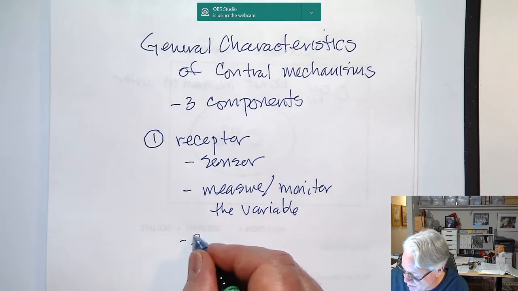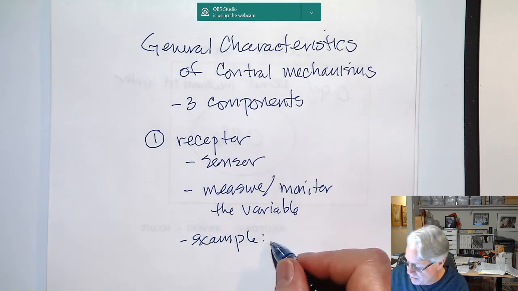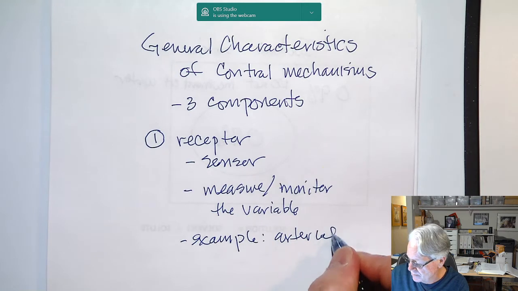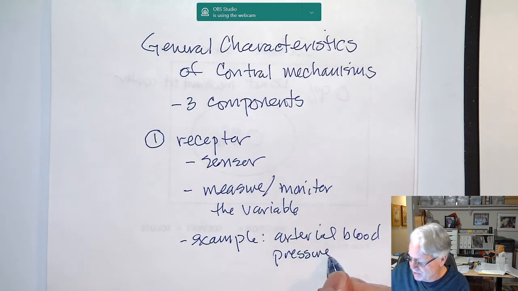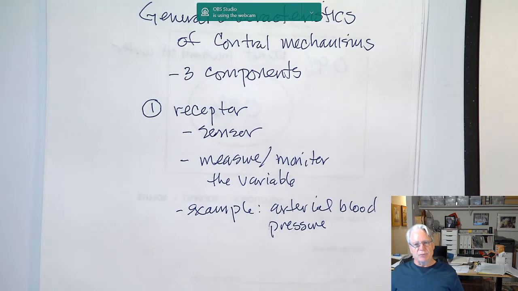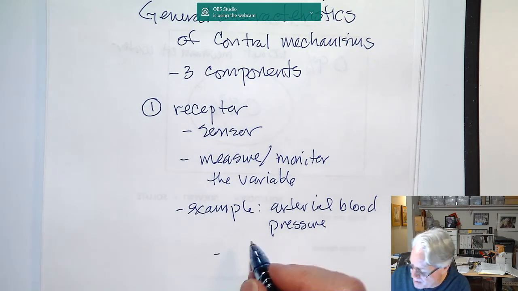So I'm going to use an example, one that we haven't yet used, and that's going to be an example of arterial blood pressure. Now that wasn't on that list that we looked at earlier, so I'm bringing in another example. Arterial blood pressure. This is the pressure of blood inside arteries. Not on the venous side, but inside arteries. Okay? So we can measure this in our body. And those things that measure that are called baroreceptors.